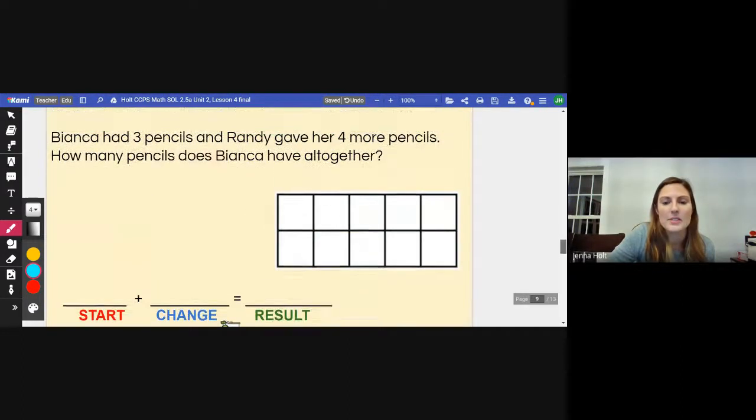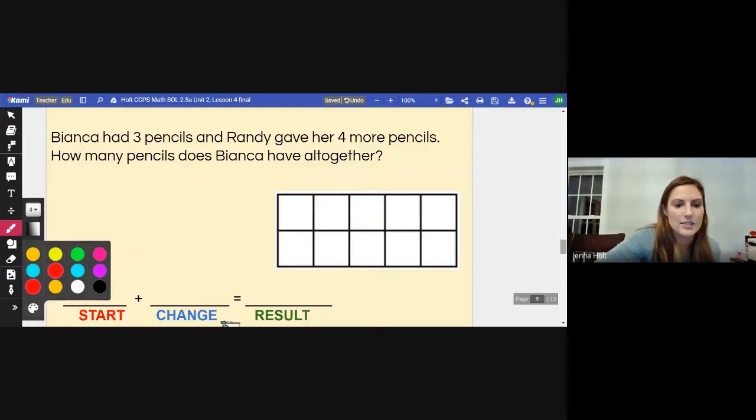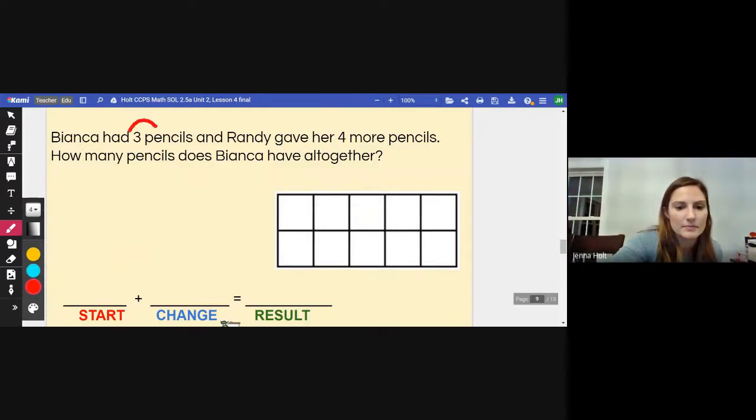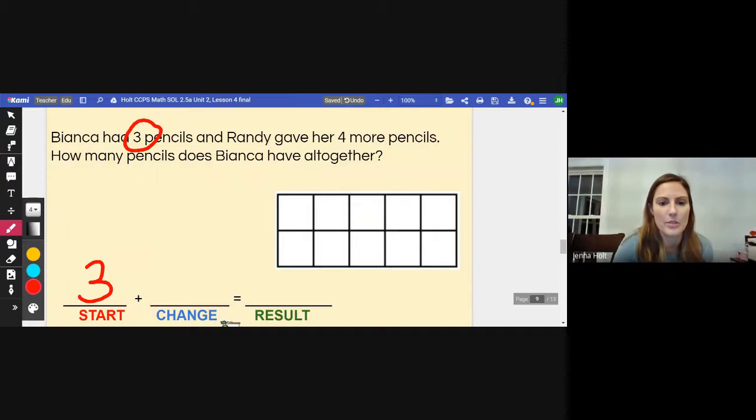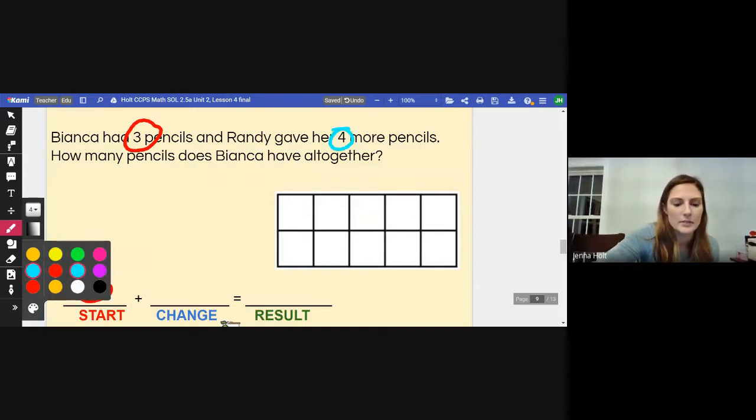Bianca had 3 pencils and Randy gave her 4 more pencils. How many pencils does Bianca have all together? So I need to know my start and my change so that I can solve for my result. Now, looking at the first sentence, it says she had 3 pencils. So I know that that's what she started with. So down here where it says start, I'm going to put 3. Randy gave her 4 more pencils. So I know that if somebody gives me 4 more, then now I have more than what I started with. So that would be adding. So she's adding 4, and we're going to solve for our result.